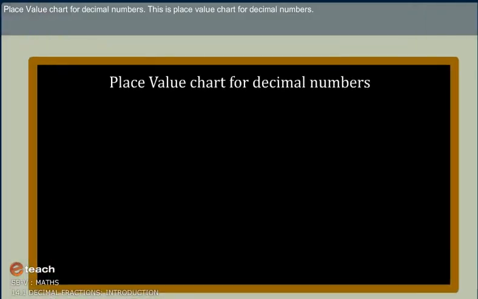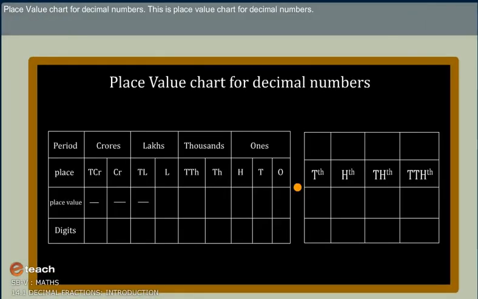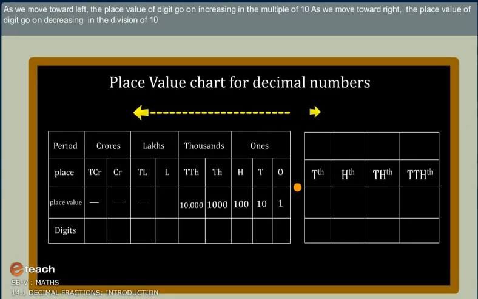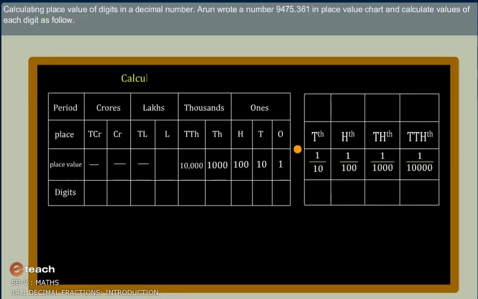Place value chart for decimal numbers. This is the place value chart for decimal numbers. As we move toward left, the place value of digits goes on increasing in multiples of 10. As we move toward right, the place value of digits goes on decreasing by division of 10. Calculating place value of digits in the decimal number.